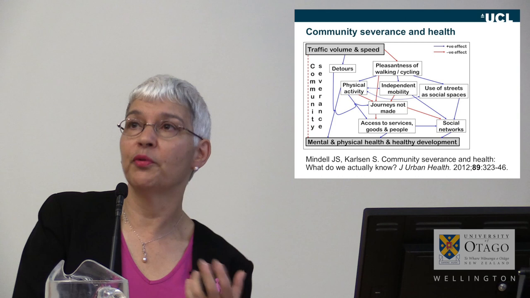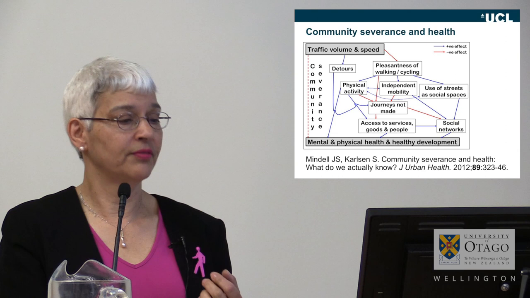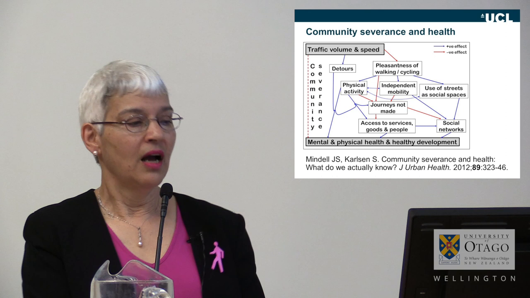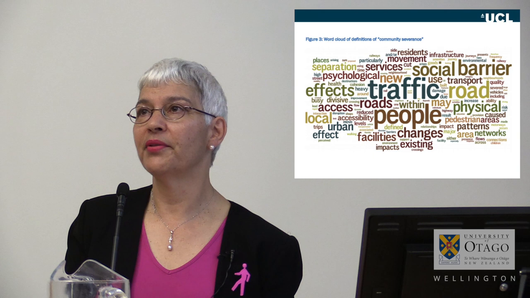And then community severance, which is often described as about people not having the access to the services, the goods and the people they need for a healthy life. But there weren't actually any studies doing that. And one of the reasons, we think, was because although not everything that can be measured is important, and not everything that's important can be measured, it's rather difficult to study something if you can't measure it in some way.